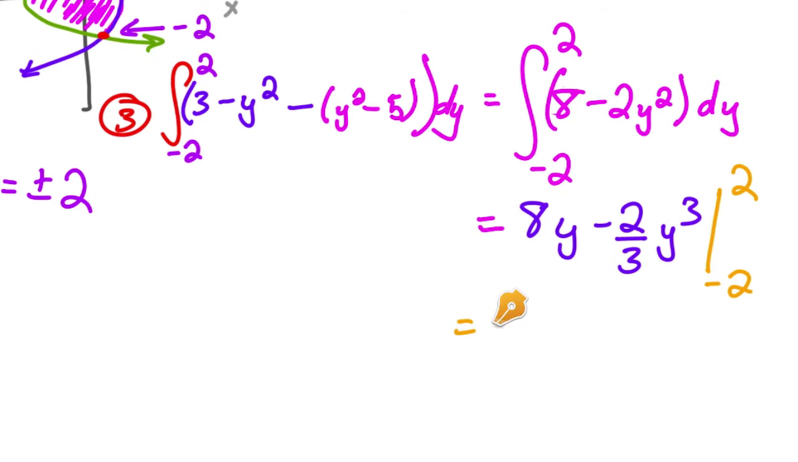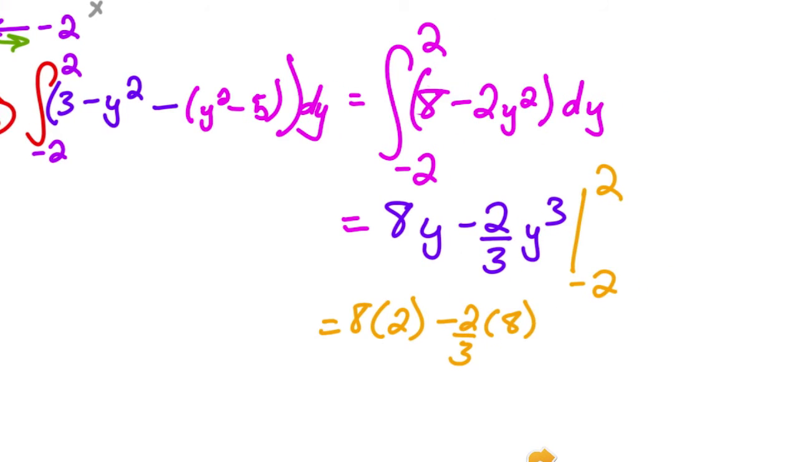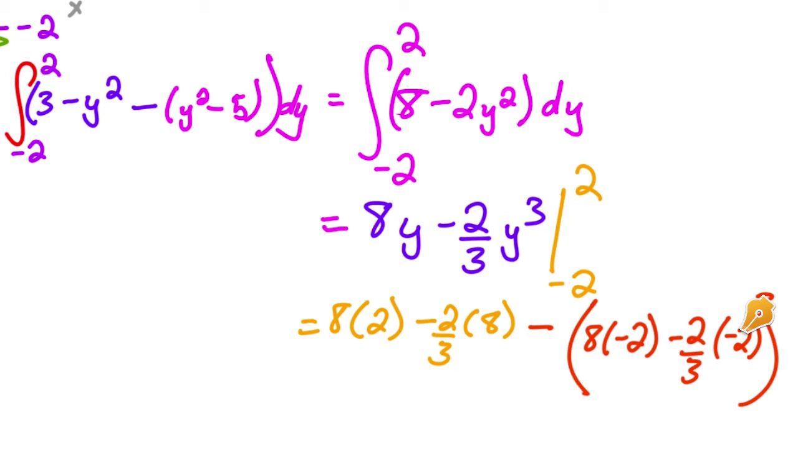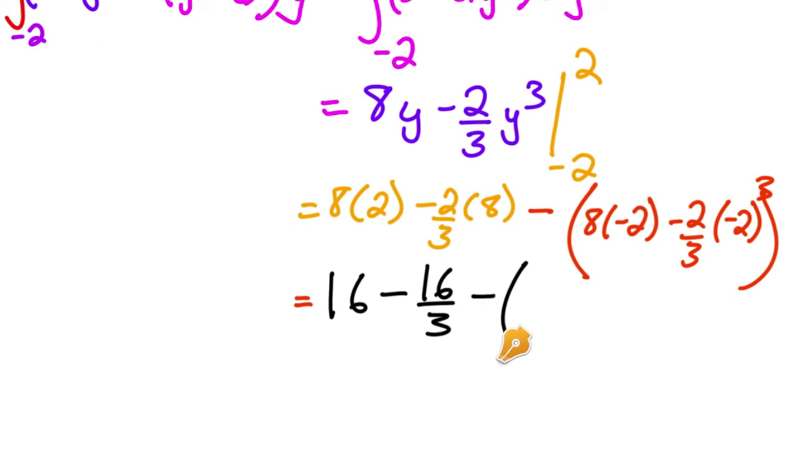And so this is equal to 8 times 2 minus 2/3 times 2 cubed, which is 8. Need a little bit more room here. And then minus, we'll plug in negative 2, so this is going to be 8 times negative 2 minus 2/3 times negative 2 to the 3rd. Okay, so this is going to be equal to 16 minus 16/3, and then minus negative 16, and then negative 2 cubed is negative 8, times negative 2/3, that's positive 16/3.